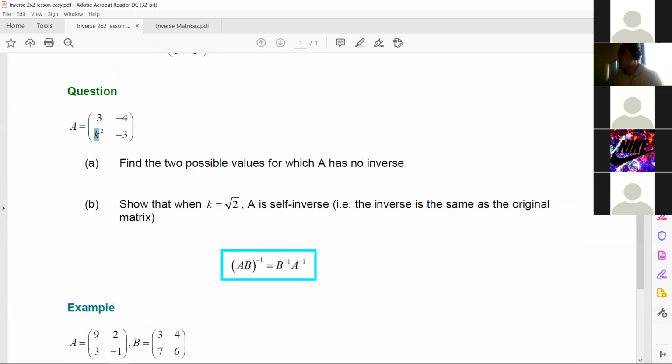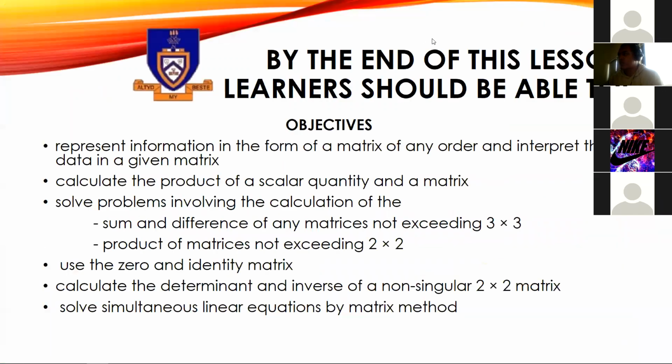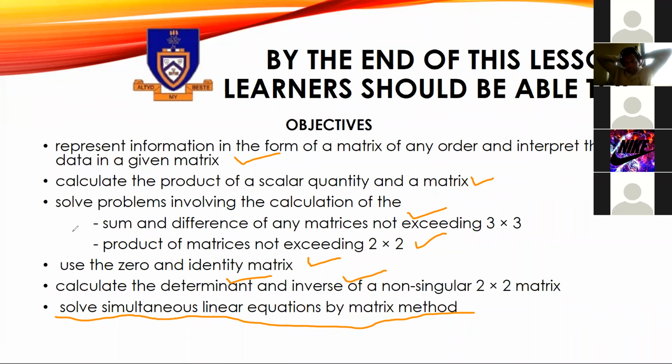All right. So today we look back at what we have covered. We have covered 1, we have covered 2, we have covered these 3 parts. We have looked at the zero and identity matrices, and we have looked at the determinant. We have looked at the inverse of a 2 by 2. And today we are going to look at simultaneous equations by the matrix method. Yes, that is basically what we are going to look at.